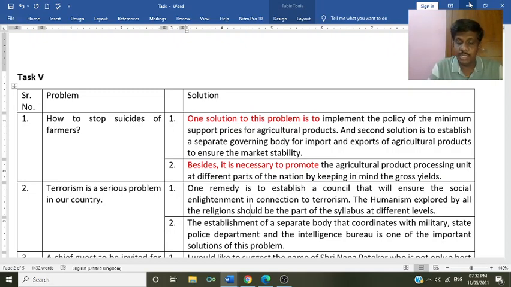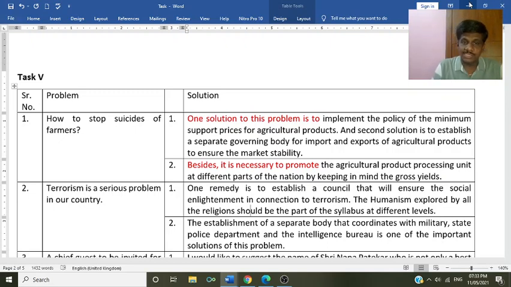Here two solutions were given, and both these solutions are very logical, and you can implement them in reality. The solution that you are supposed to give should be implementable. You should think in terms of its implementation in reality. So let us read this once again. One solution to this problem is to implement the policy of the minimum support prices for agricultural products, and the second solution is to establish a separate governing body, or you can say an import body, to monitor import and export of agricultural products to ensure the market stability.